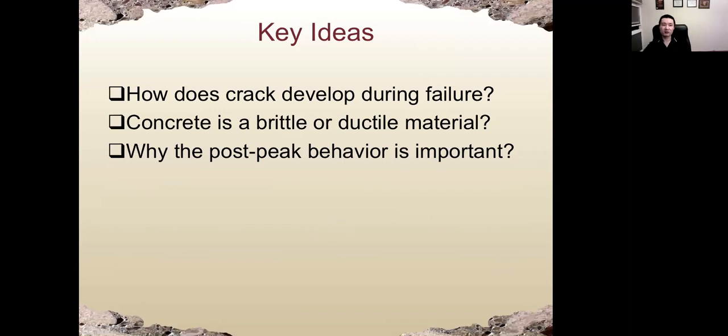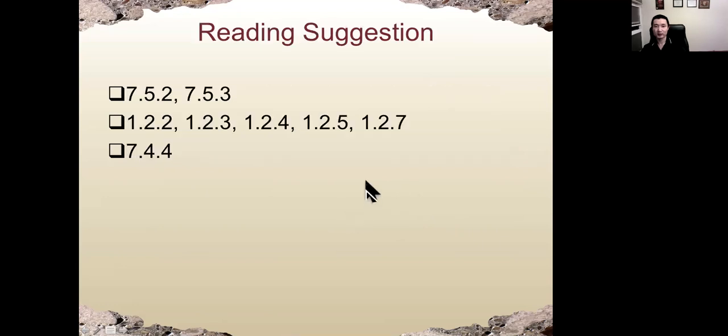So the key idea for this class is how cracks develop during failure. Depending on the type of material, the failure mode will be different. Is concrete a brittle or ductile material? Concrete is a so-called quasi-brittle material. And why is post-peak behavior important? We just discussed that. And this is the reading suggestion for this class. And that's it.